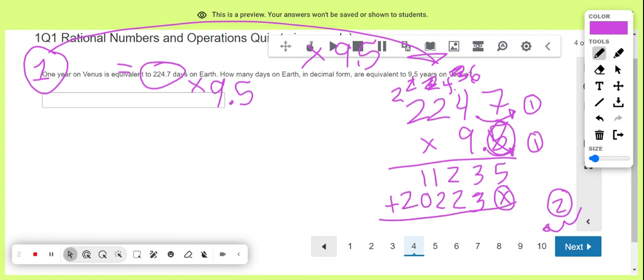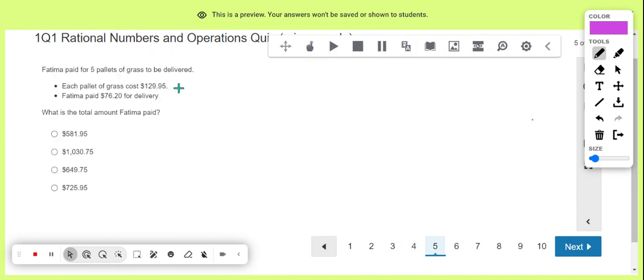So you have the multiples from the 5 and the multiples from the 9. Now go ahead and add them to find your total. Okay, looking at number 5, we got Fatima paid for 5 pallets of grass to be delivered. So we have grass and we have delivery.